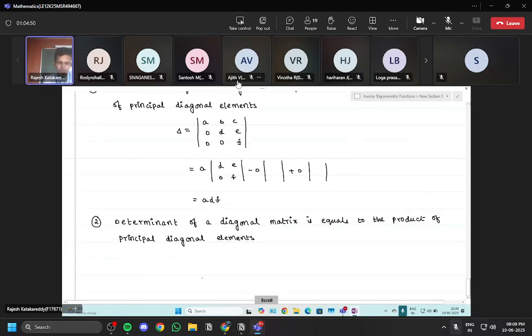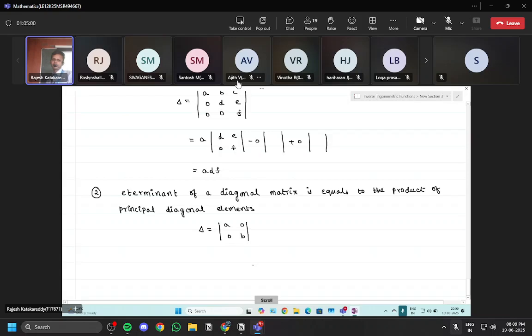We can take delta is equals to A 0 0 B. It is a diagonal matrix. Determinant of this diagonal matrix, if you are finding, will be equals to A into B, that is the product of diagonal elements. Clear? Right?